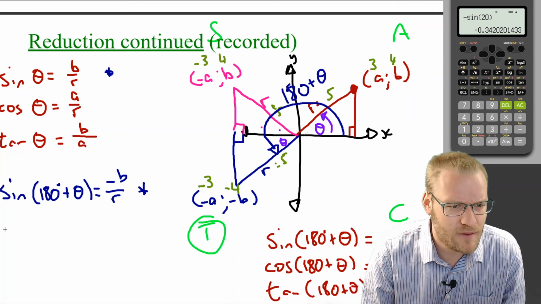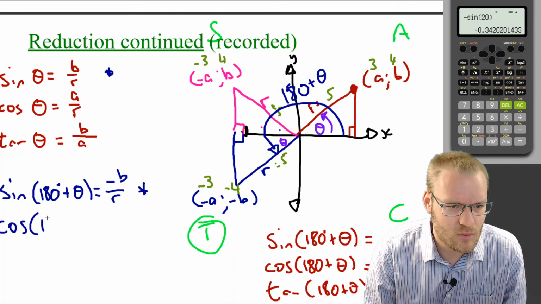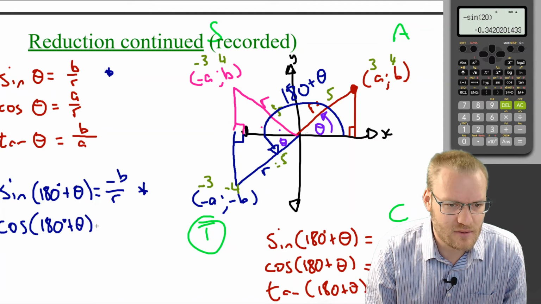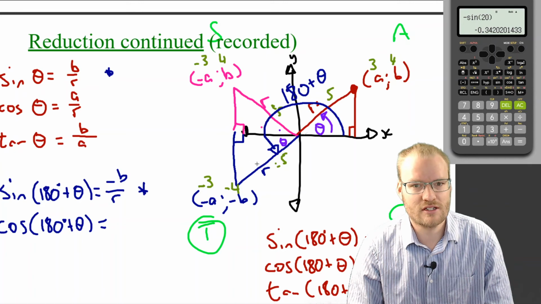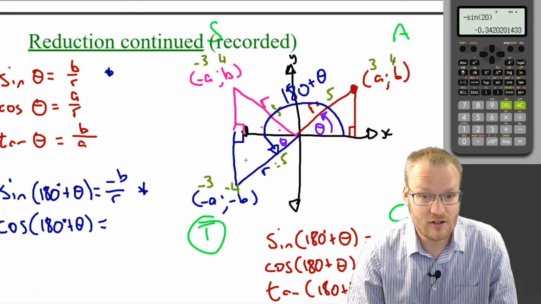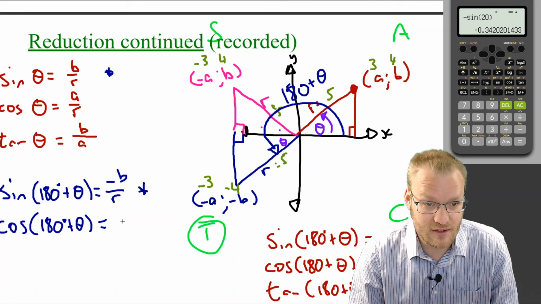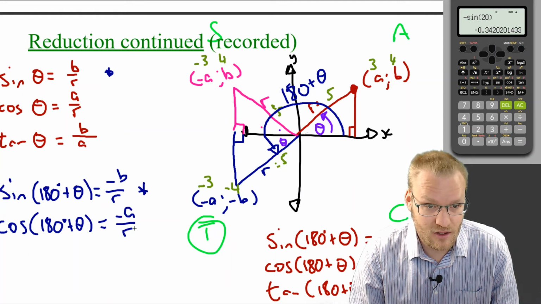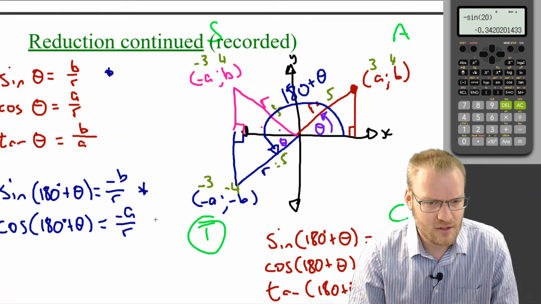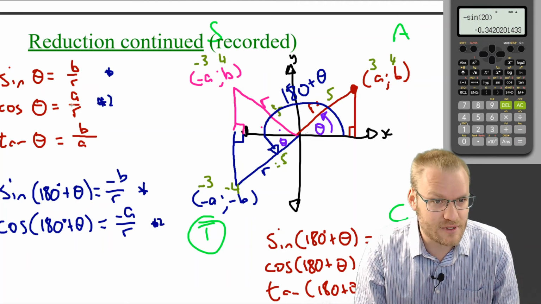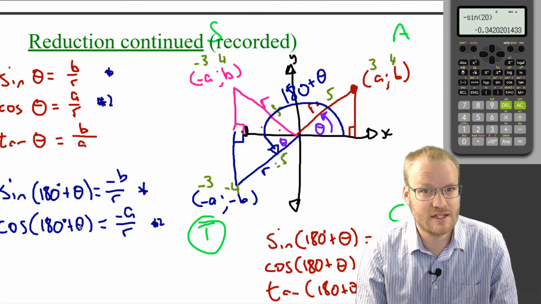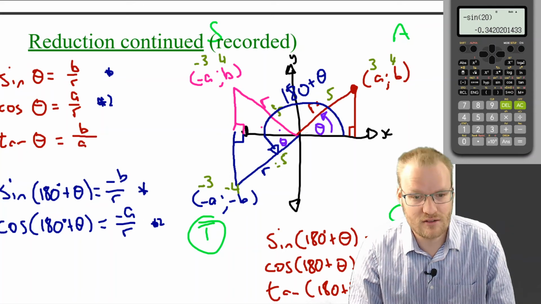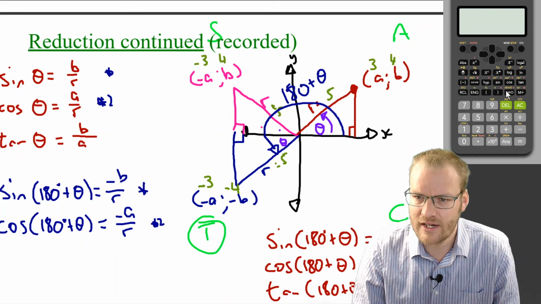Let's check it out. Cos 180 plus theta. So cos of this big angle going round. Cos is adjacent over hypotenuse, or x over r. The x value is negative a now. So it's negative a. R is still r. Hey, look at that. This one here, I'm going to put a little star 2. It's almost the same as this one, except it's just negative. So in other words, cos of 180 plus theta is just negative cos of theta. So same kind of idea.